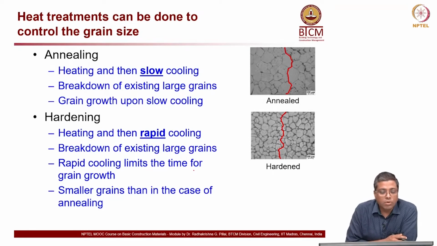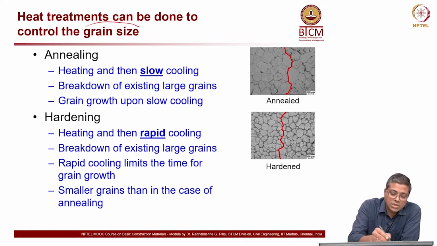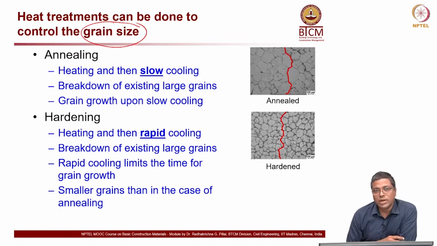Okay. Now heat treatment, what is the idea? When you do this heat treatment, it changes the grain size to a desired level as you want. So two major ways of heat treatment which I am going to discuss here briefly are annealing and hardening.